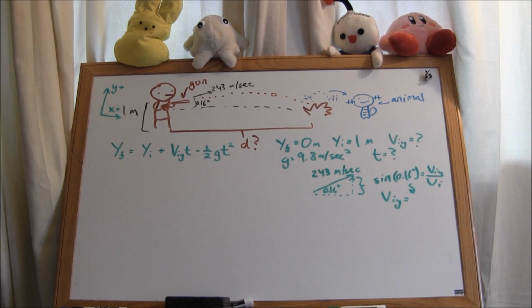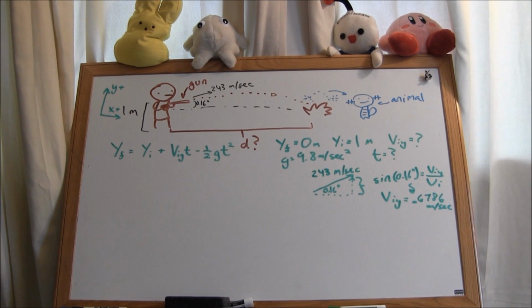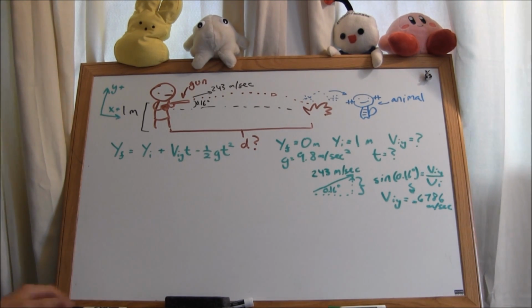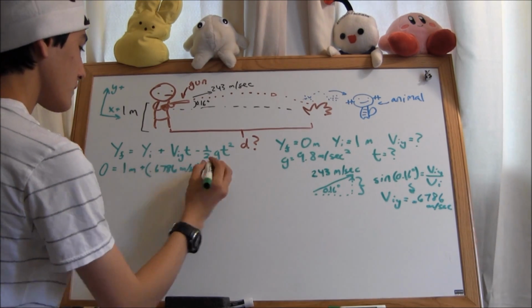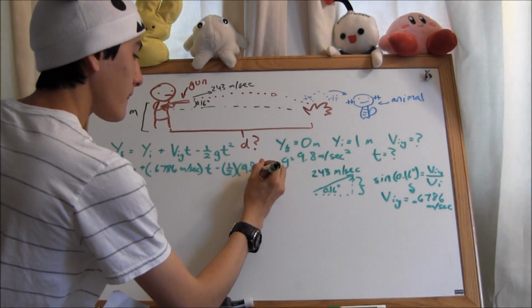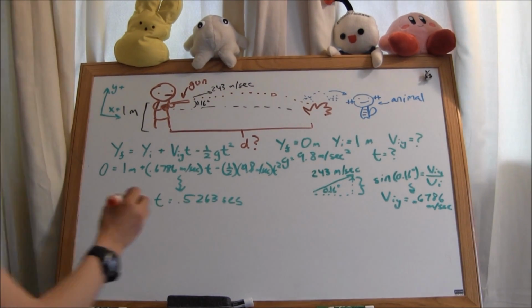The sine of 0.16 degrees is equal to the y velocity over the initial velocity of 243 meters per second. This gives us an initial y velocity of 0.6786 meters per second. Using these values, we can fill in the kinematics equation. Then we solve to find a time of 0.5263 seconds.